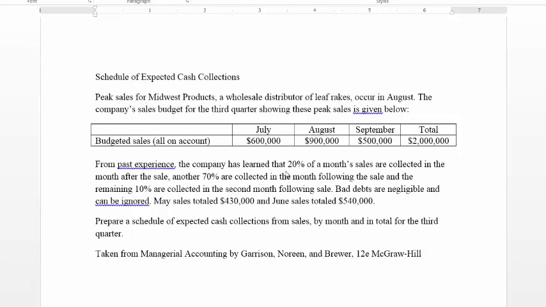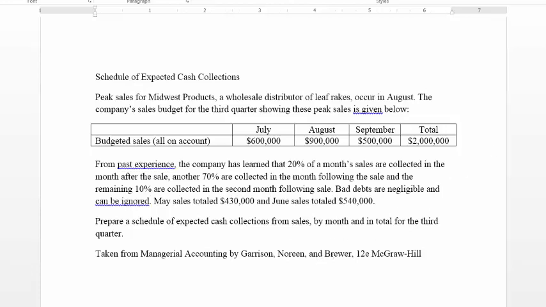The company has learned that 20% of a month's sales are collected in the month of the sale. That shouldn't be after, that's a typo. Another 70% are collected in the month following the sale. And then the remaining 10% are collected in the second month following the sale. So bad debts are negligible and can be ignored. All right. So let's prepare a schedule of cash collections by month, and I'm going to skip the total for the quarter to save us some time.